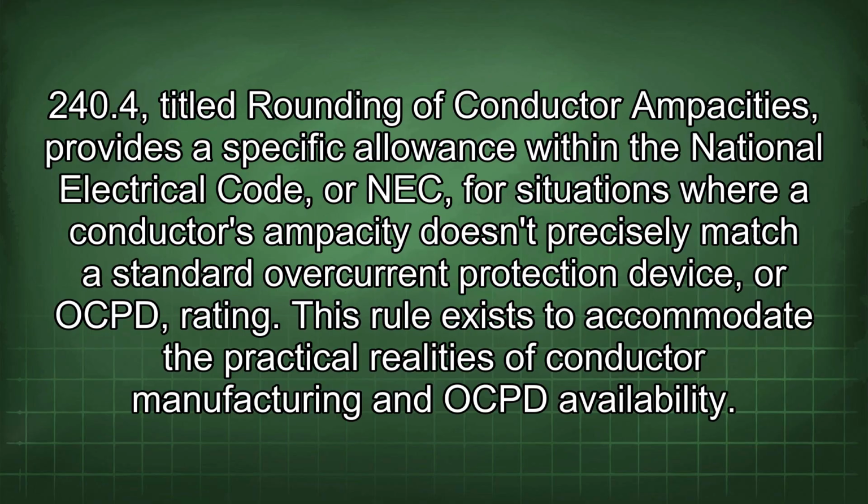240.4, titled Rounding of Conductor Ampacities, provides a specific allowance within the National Electrical Code, or NEC, for situations where a conductor's ampacity doesn't precisely match a standard overcurrent protection device, or OCPD, rating. This rule exists to accommodate the practical realities of conductor manufacturing and OCPD availability.